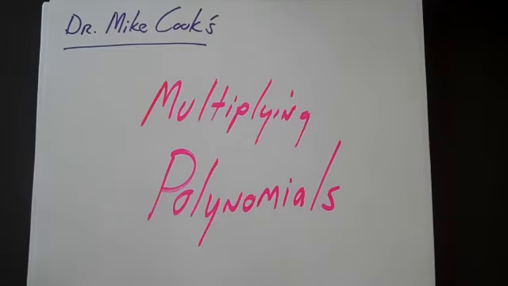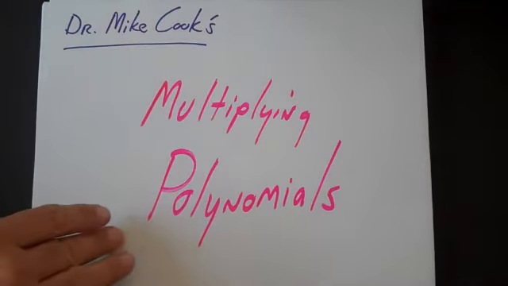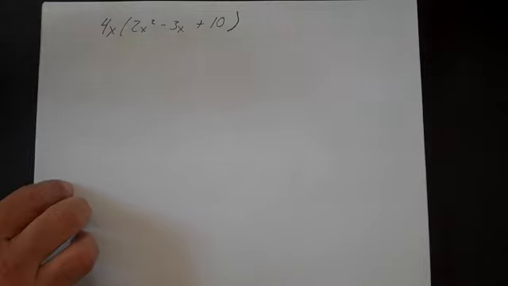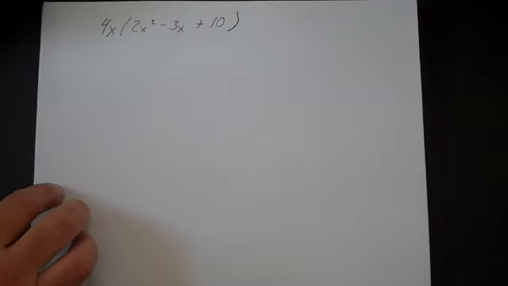Now let's look at some examples of multiplying polynomials. So let's look at the first. It is a fairly simple example. We have 4x times 2x squared minus 3x plus 10. So the key step here is that first you distribute and then you combine like terms.